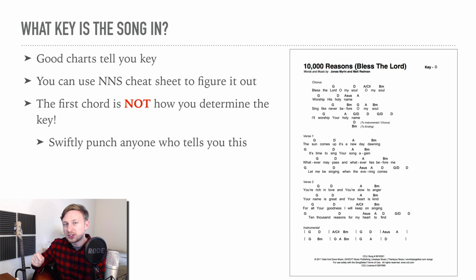And then I also want to clear something up right now, which is this really weird myth that I hear specifically young musicians say, like, oh yeah, the key of the song, well, that's just the first chord that you see on the chart. Or no, it's just the first chord you see in the chorus. Okay, that is just not true. It's patently false. There's more evidence for Bigfoot than for that being an effective way to find the key of a song. So that's wrong. Get that out of your head if you think that, and swiftly punch anyone who ever tells you that. And I'm going to show you the right way to figure out the key of a song, and I promise it's not that hard.